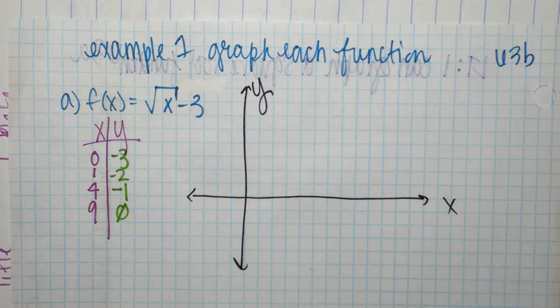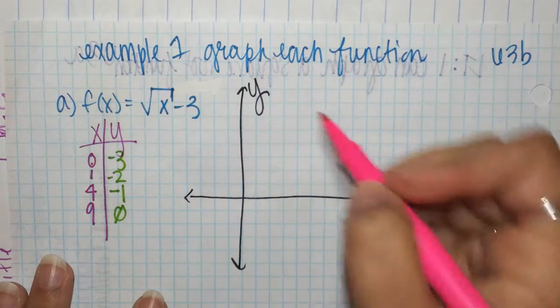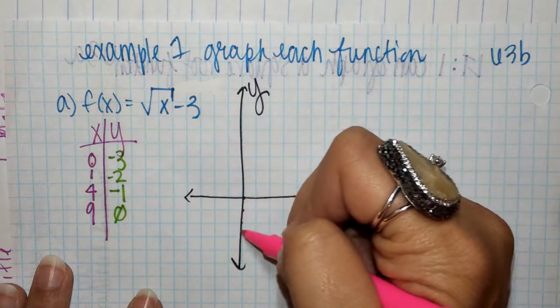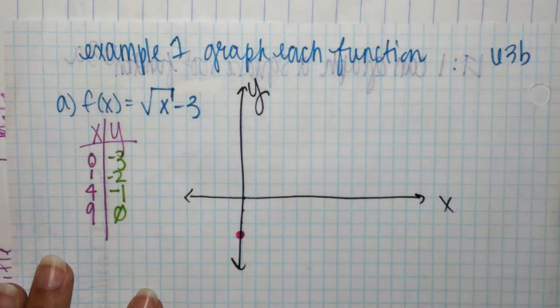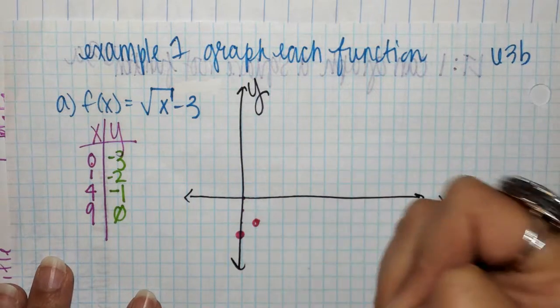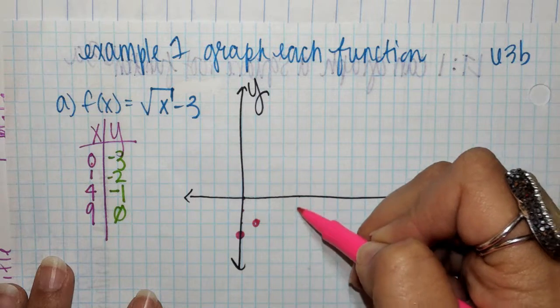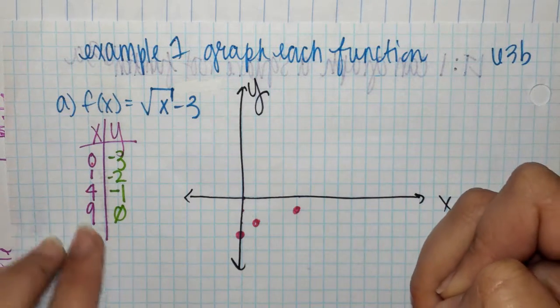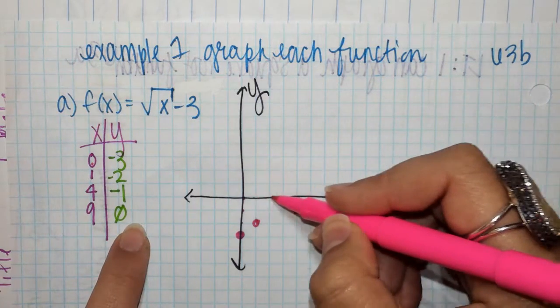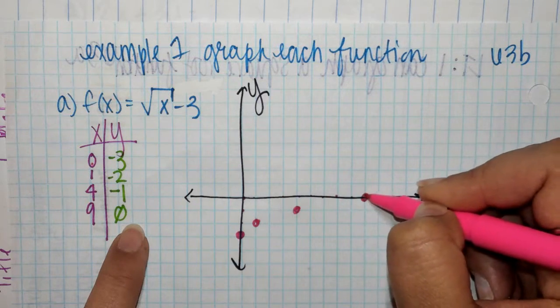Now, we supposed at the beginning that it was going to move down 3, right? Let's see what it does. We go (0, negative 3). So start here, down 1, 2, 3. Alright, (1, negative 2). Right 1, down 2. (4, negative 1). Right 1, 2, 3, 4, down 1. And (9, 0). Right 1, 2, 3, 4, 5, 6, 7, 8, 9.